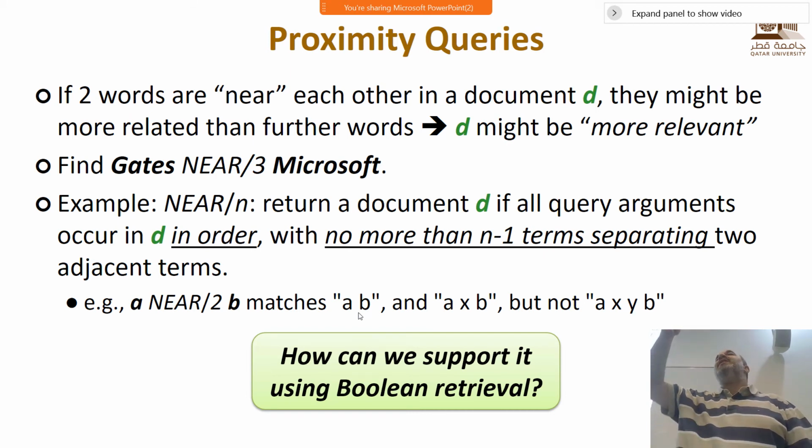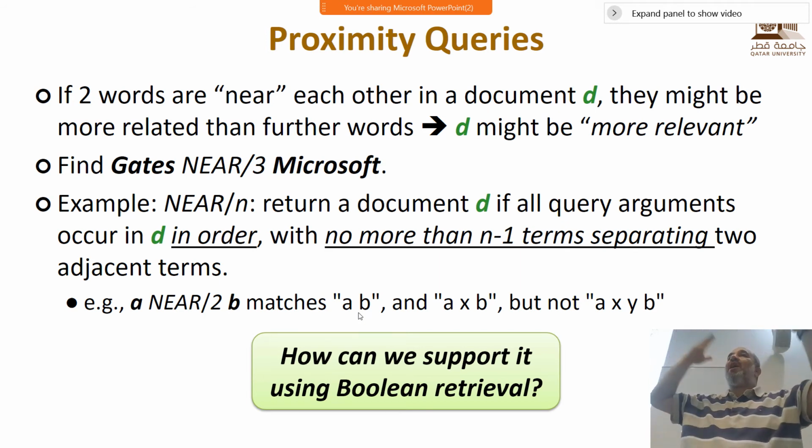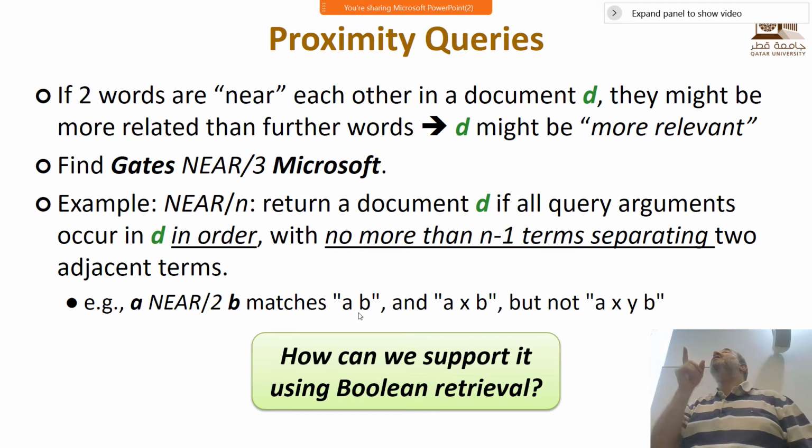But how many? If we do that, then we need to have for every pair of words the number of words between them. That's not efficient. What does that number represent? The position. Very good. So it seems like what is missing to support this operation is the positions. We have to keep track of the positions. Otherwise, we will not be able to match documents with that operation.